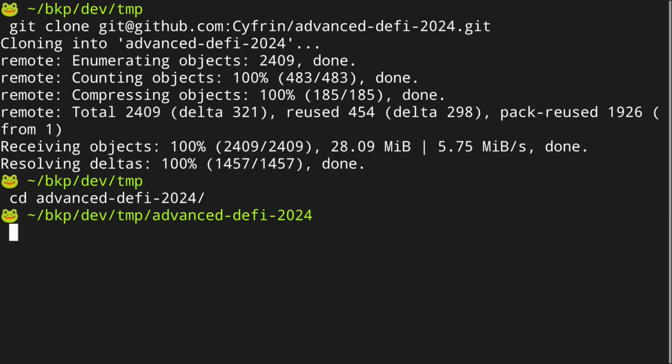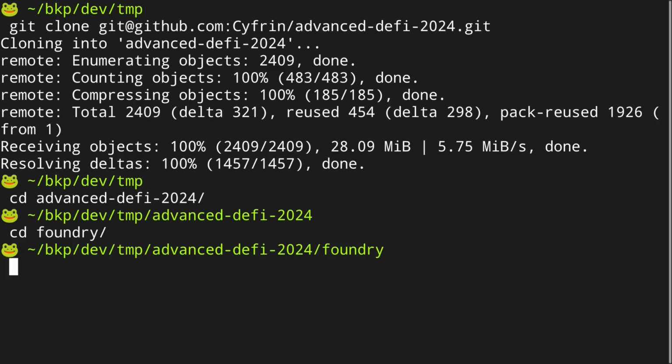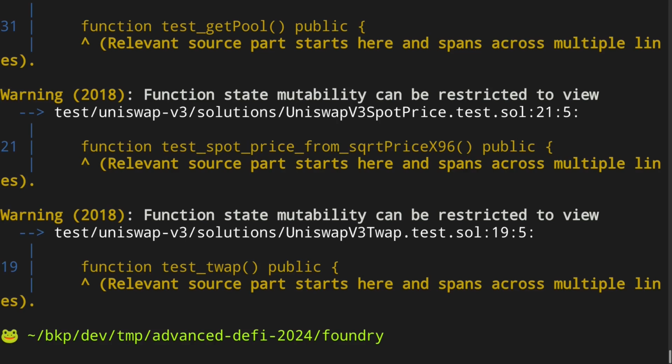Once Foundry is installed, let's do a quick check to make sure that the contracts, which are used for the exercises, compile. The contracts are located under a folder called foundry, so say cd foundry. And inside here, we'll do a quick check by compiling the contract, forge build. And that contract compiled successfully. So if you made it this far, congratulations, you're now ready to do the exercises.